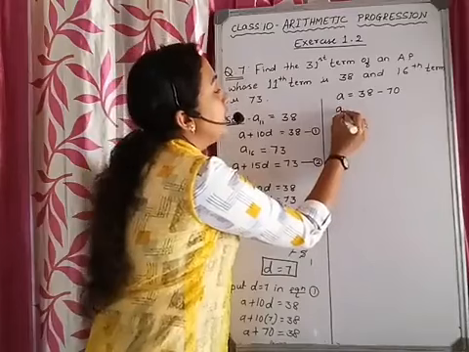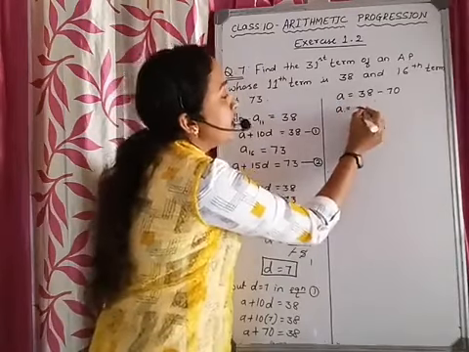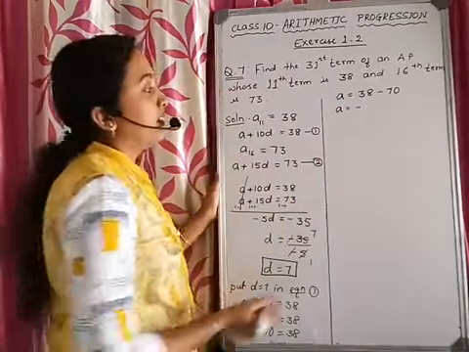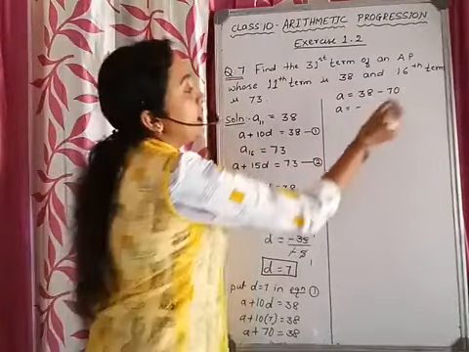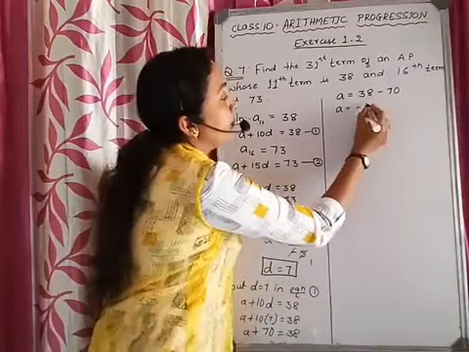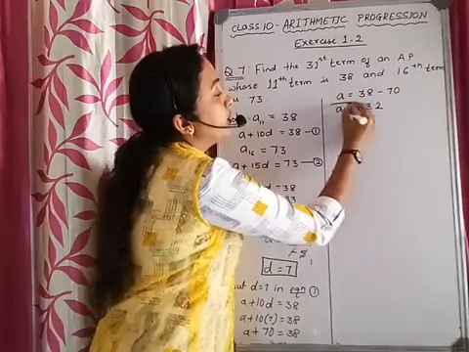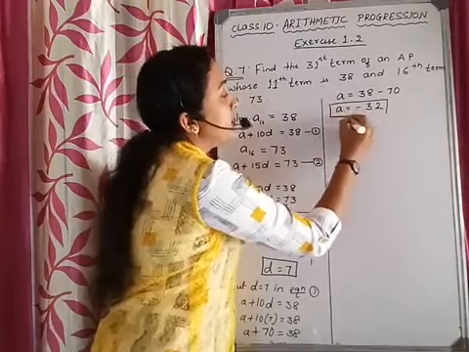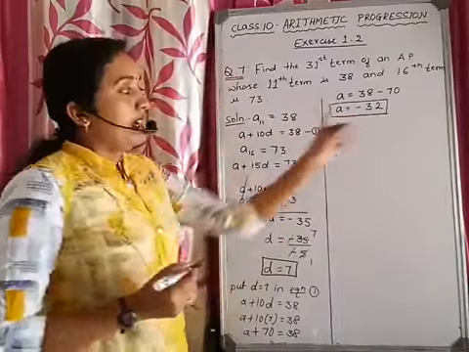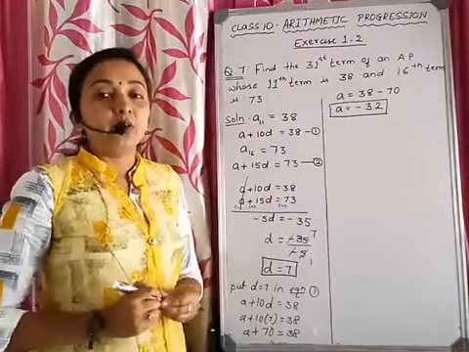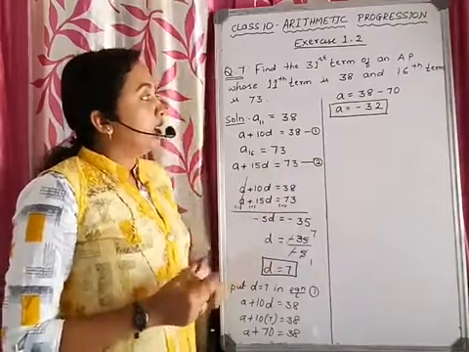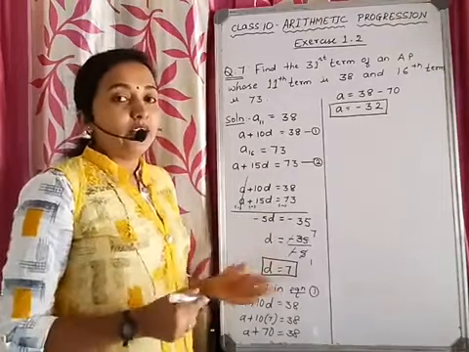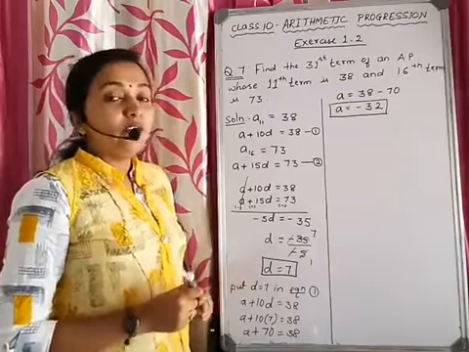Here also bigger number sign is minus. Put minus first. Then 70 minus 38. 70 minus 38 is 32. So the first term is also obtained as minus 32. Now we have obtained the necessary data to find the given AP.